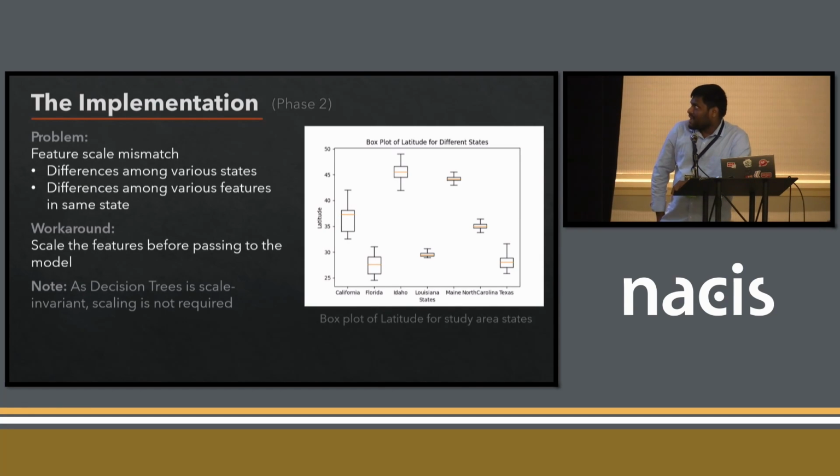Okay, but still we have another problem before giving it to a model, which is feature scale mismatch. Suppose I take the map of Florida and California. They have different scales of latitude and longitude. Their shapes are different, which means the features that we computed will be widely different. Even within the same state, let's consider only Florida, the different features that we compute have different scales. So a workaround is to use some kind of normalization or standardization before we give this to a model.